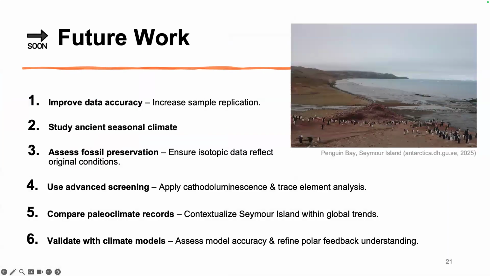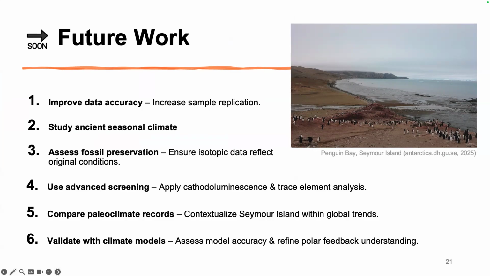Future research will focus on enhancing the resolution and accuracy of our data by increasing sample replication. Another objective is to investigate ancient seasonal climate variability using high-resolution clumped isotope thermometry combined with stable isotope analysis across different time intervals in selected taxa. This approach will provide a more detailed understanding of short-term climate changes in ancient environments.